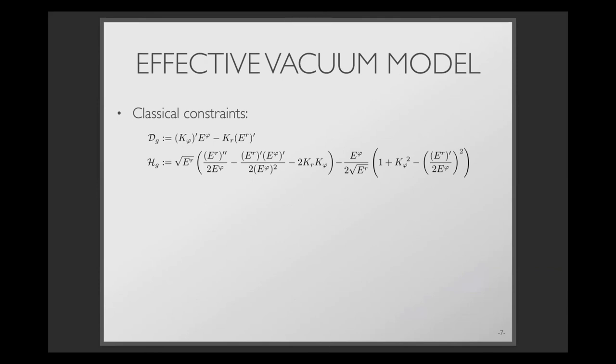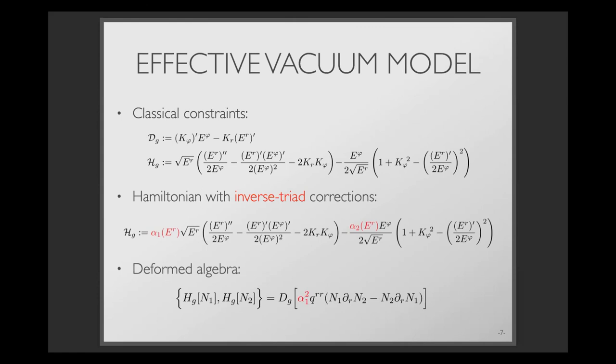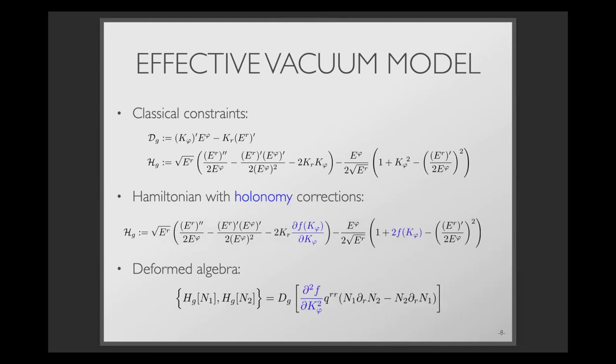Okay, here we have the classical constraints in terms of the Ashtekar variables for spherically symmetric vacuum configuration. And in this case, we know that there are no propagating degrees of freedom, but it is an interesting model to show the above mentioned corrections. Let us then consider inverse triad modifications, and we introduce two different correction functions, as shown here, alpha one and alpha two, with only alpha one modifying the algebraic relations. Regarding holonomic corrections, we substitute the angular components of the curvature with generic factors.